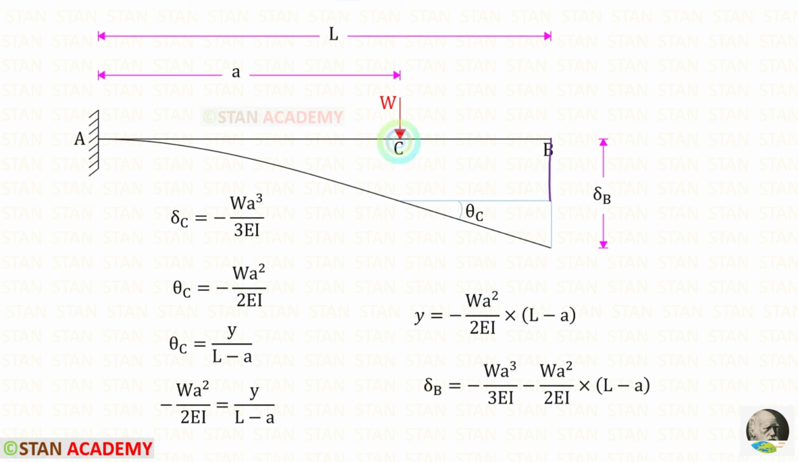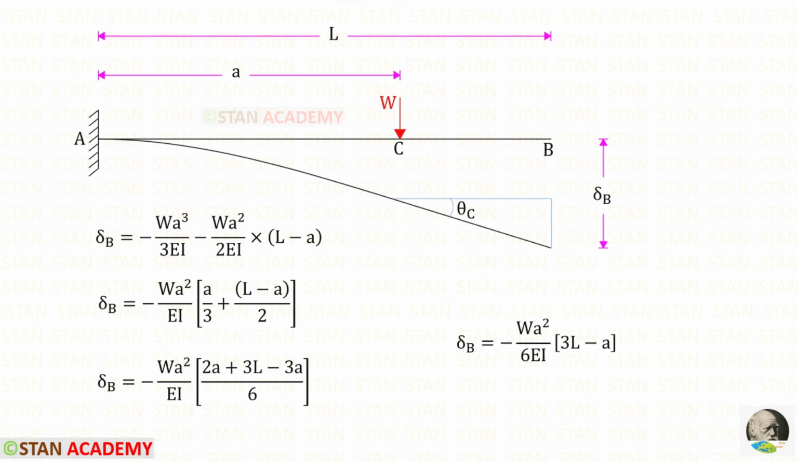This height is equal to this height, which is the deflection at C. And this height we know, y. So to find the total height, we have to add this and this. In this way, we will get the deflection at B. From both of these two terms, we can take minus WA square upon EI outside. For these two terms, we can take LCM. Let us keep 6 as LCM. Finally, for the deflection at B, we will get this expression. Now we are going to end this session. Thank you for watching this video.